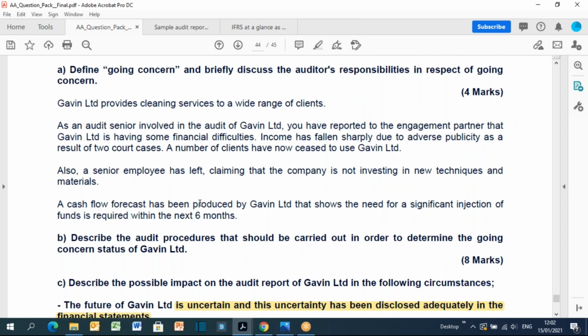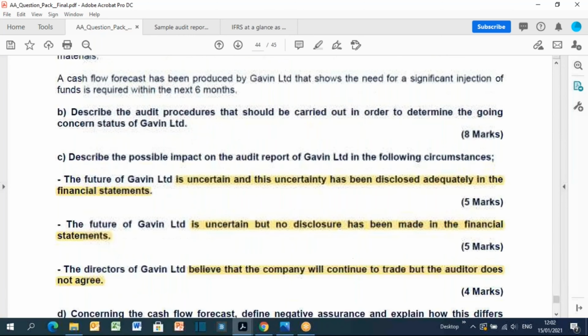And the audit procedures in regard to the going concern status, you should know these, and you should do this by reading the scenario.